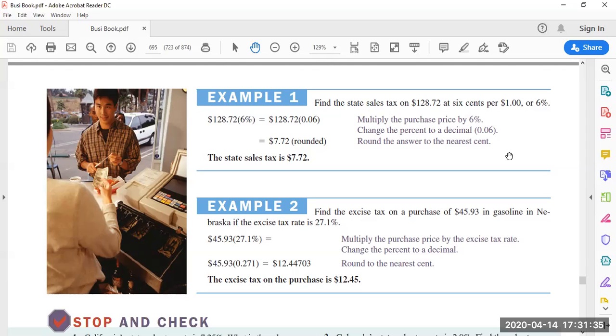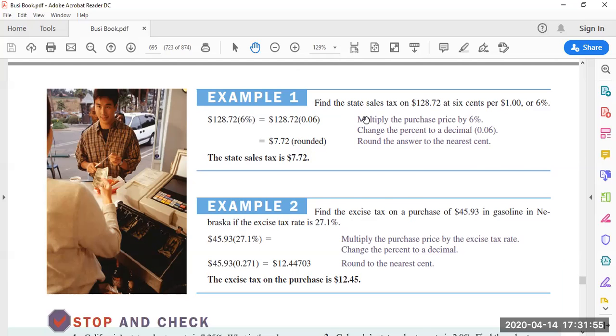This is the amount that you would pay in addition to the original purchase price of $128.72. So in total, you'd be paying $136.44 if you were to add those two numbers together.